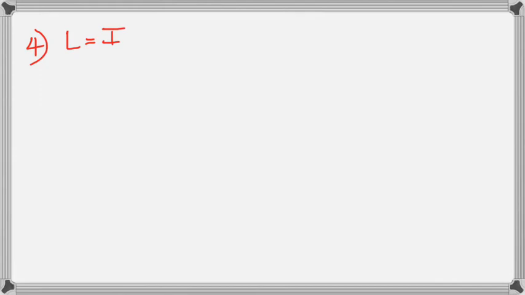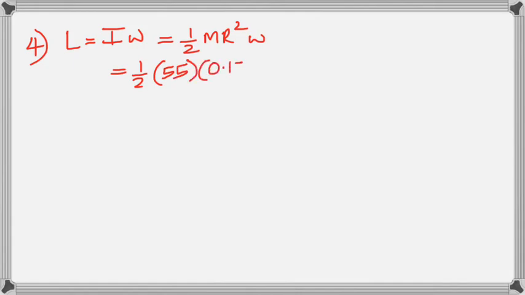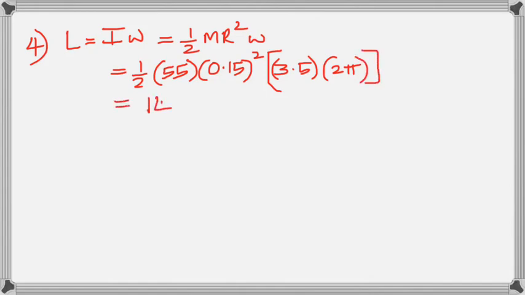All right. Number 4, angular momentum is the product of moment of inertia and angular velocity. It's a cylinder, so it's 1.5 mr squared times omega. 1.5 times 55 times, I hope you changed centimeter into meter, did you? 0.15 squared. 3.5 times 2 pi, because omega is 2 pi f, isn't it? Okay. Put all those into your calculator and you get 14 kilogram meter squared. Did anybody get that? Okay.